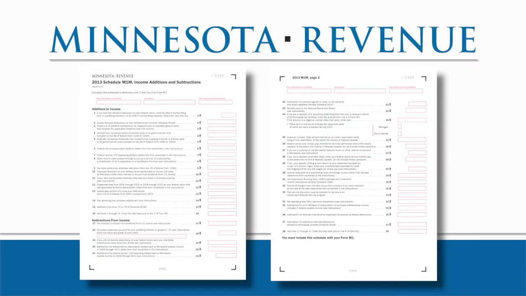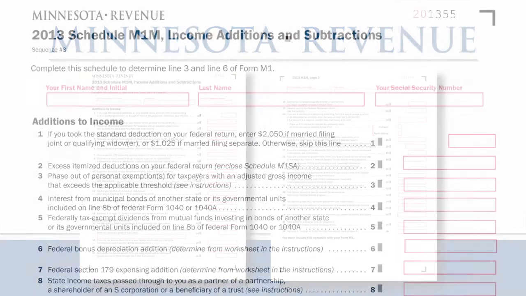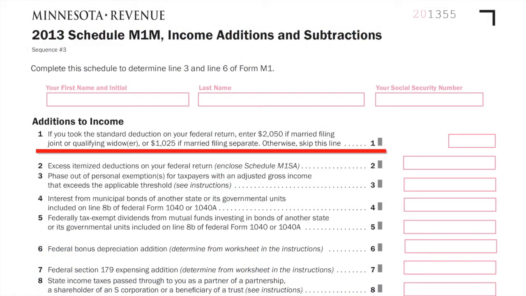So we'll take a look at the M1M real quick. Line 1 of the M1M is the increased standard deduction for married taxpayers. The recent law change does not conform Minnesota law to match the increased standard deduction for married taxpayers. So again, they do not. As a result, married taxpayers who claim the standard deduction must still add back $2,050 or $1,025 to their Minnesota income, depending on whether they filed jointly or separately. So again, I want to reiterate that there was not conformity for that item for this year.